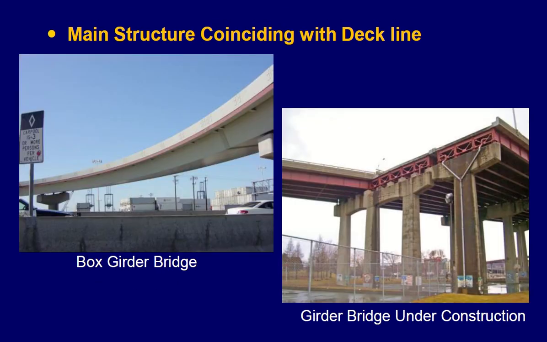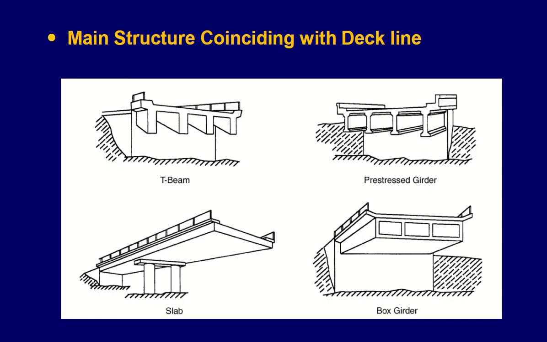So you can see very clearly that the main structure, which are girders, and the deck slab, in this case, lie at the same level. Box girder bridge under construction, where you can see that the I girders or steel girders are used by the manufacturer, and the deck slab lies at the same level. So these are different examples. For example, the T-beam bridges, the pre-stressed girder bridges, the slab bridge, you can see no beam or girder here, and the box girder bridges. Okay.